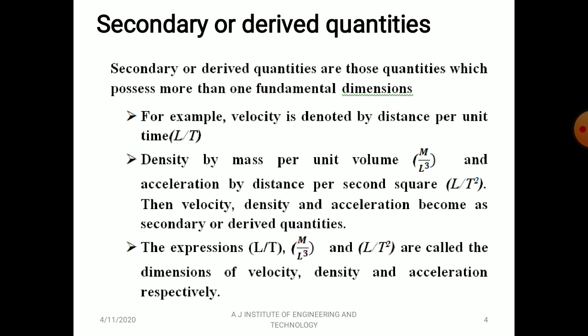The expressions L by T, M by L cube and L by T square are called dimensions of velocity, density and acceleration respectively. So those are the derived quantities. That is an example for derived quantity or secondary quantity. For primary quantity, examples are mass, length, and you can consider temperature and time.